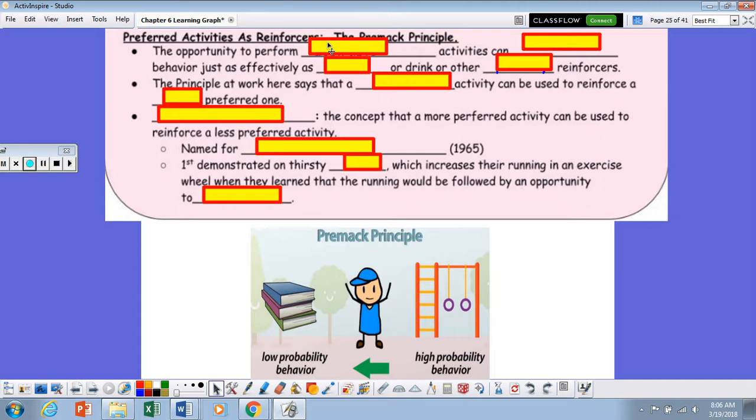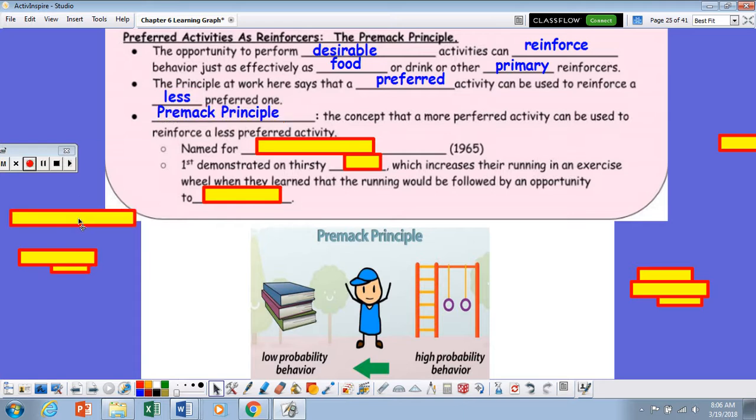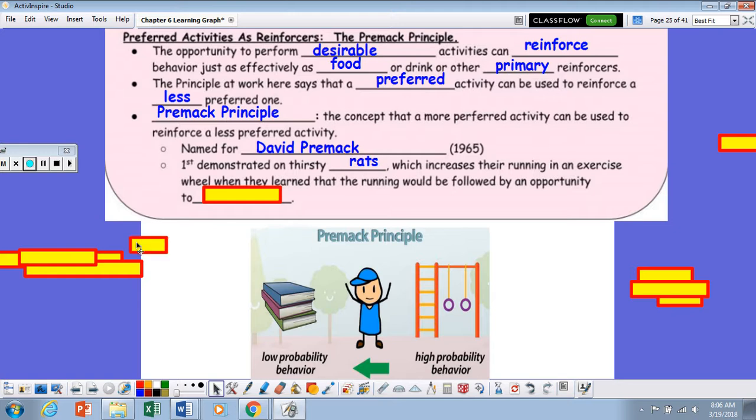Preferred activities as reinforcers, or AKA the Premack principle. The opportunity to perform a desirable activity can be used as a reinforcer just as effectively as any kind of food or drink or other type of primary reinforcers. And hence, the principle at work here says that the preferred activity can be used to reinforce one that is less preferred. Hence, the Premack principle. And this was named for a man named David Premack back in 1965 who first demonstrated this on thirsty rats, which increased their running in an exercise wheel when they learned that the running would be followed by an opportunity to drink.